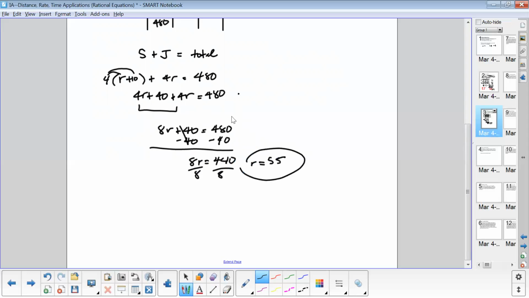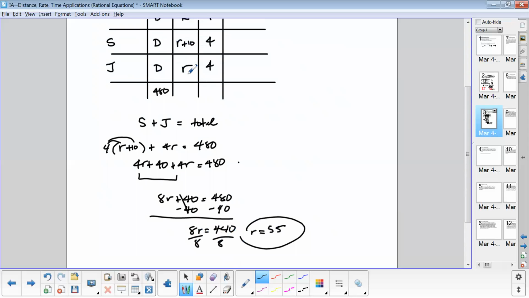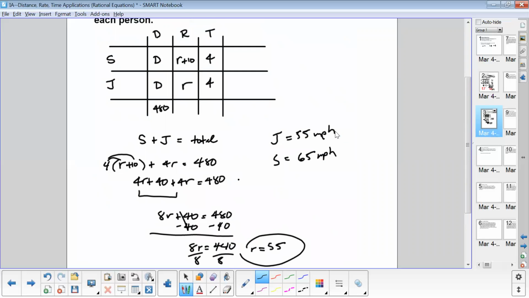That is Joan's speed. So if Joan's speed is 55 miles an hour, then Susan is 10 miles an hour faster than that. And you can go ahead and check. You could take 55 times 4 and 65 times 4 and add those two distances together, and you should get 480.